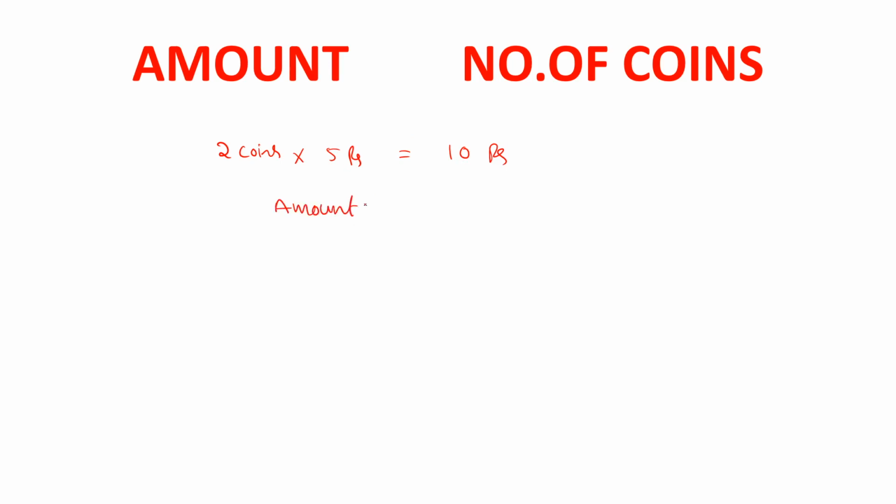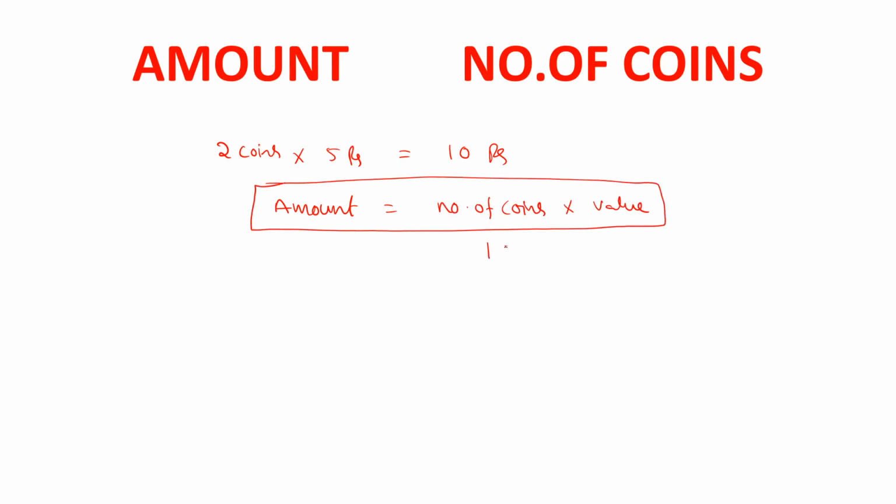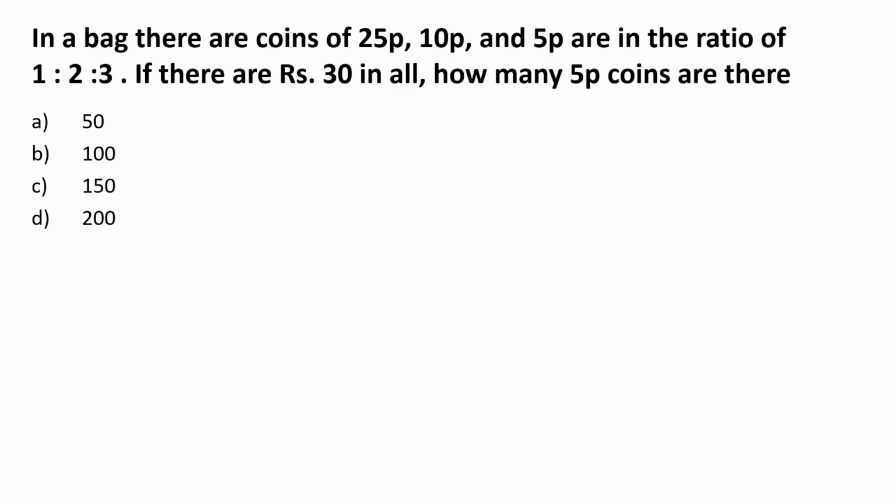The amount is equal to the product of the number of coins and the value. If you have 10 coins of 1 rupee each, then the amount would be 10 rupees. The amount is nothing but the product of the number of coins and the value of those coins. This is the only fundamental we need to know to solve these type of questions. Now let's move to the questions.